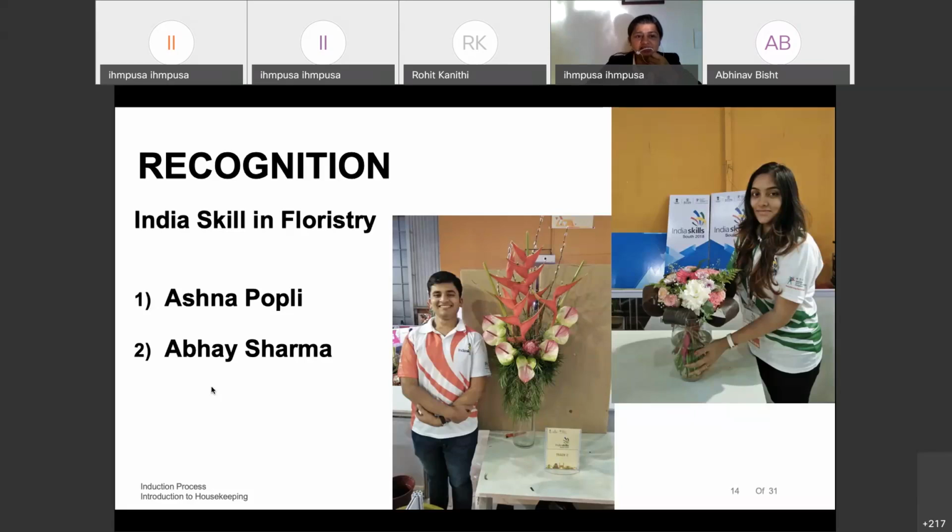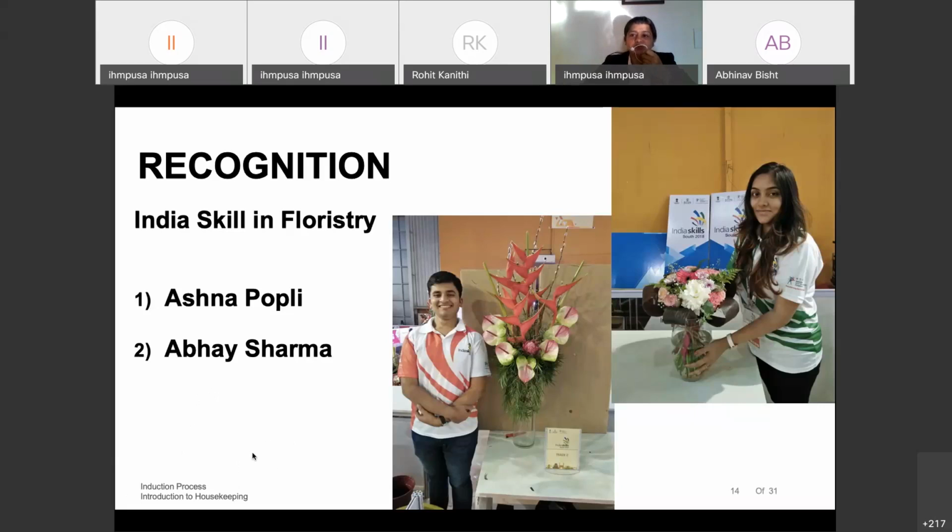These students have achieved the India Skills in floristry. Flower arrangement is one of the core housekeeping aspects. When we are talking of housekeeping, we are also talking of flower arrangement, as sir just now was mentioning, and this is also part of your second year syllabus. So you will all be studying even flower arrangement, even how to do horticulture.